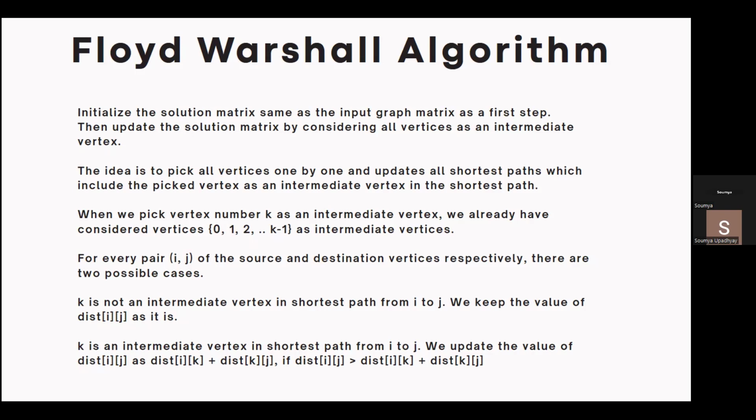For every pair i and j of the source and destination vertices, respectively, there are 2 possible cases. The first case is k is not an intermediate vertex in the shortest path from i to j. We keep the value of distance ij as it is. If k is the intermediate vertex in the shortest path from i to j, we update the value of distance ij as distance ik plus distance kj, if distance ij is greater than distance ik plus distance kj.